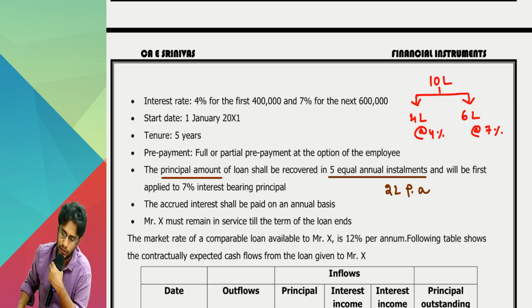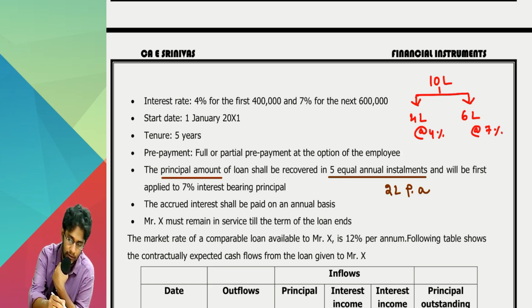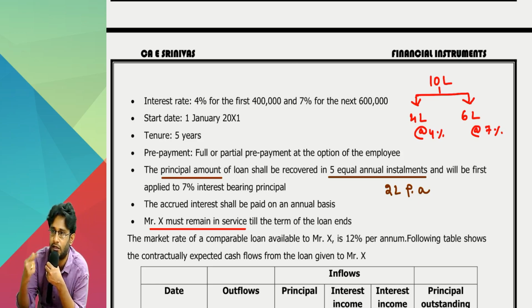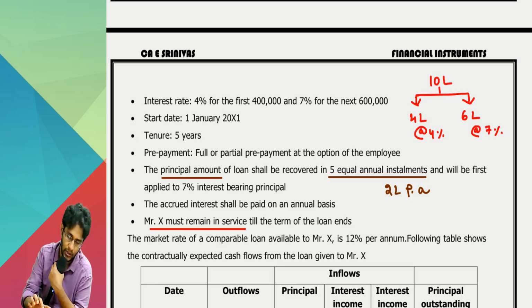The accrued interest also shall be paid on an annual basis. So every year, apart from 2 lakhs, you also have to pay interest. And then he is outrightly telling that you must remain in the service. So that gap, whatever comes, will be adjusted into prepaid staff cost.